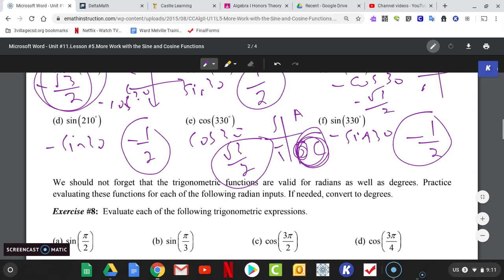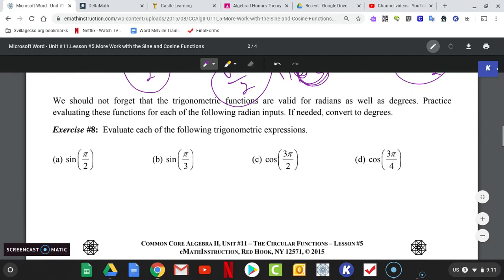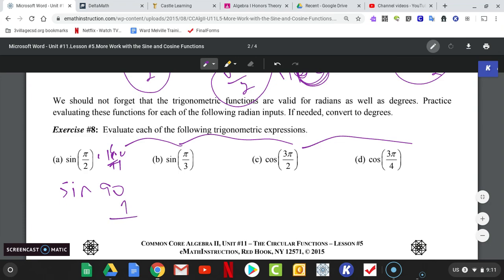All right. Exercise 8. Evaluate each of the following trigonometric functions. Well, first we have to come up with the degree measure. You could multiply each of these by 180 over pi and get the degree measure. You might want to pause the video and do a little side work, but this is the sine of 90, which is just 1. On the unit circle, sine of 90 is the y value, which is 1.